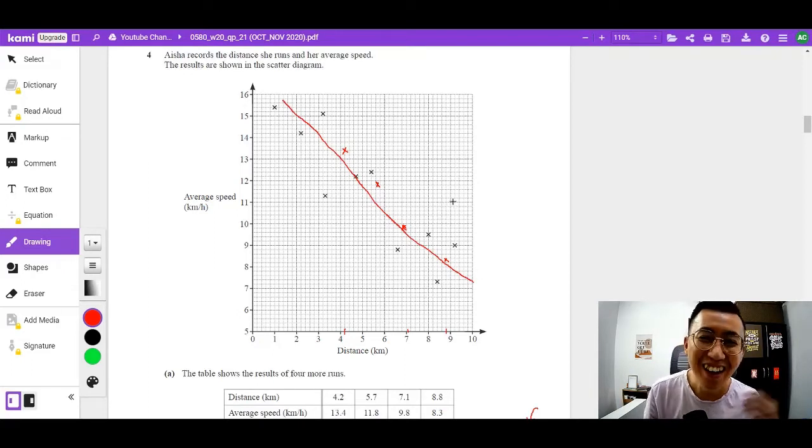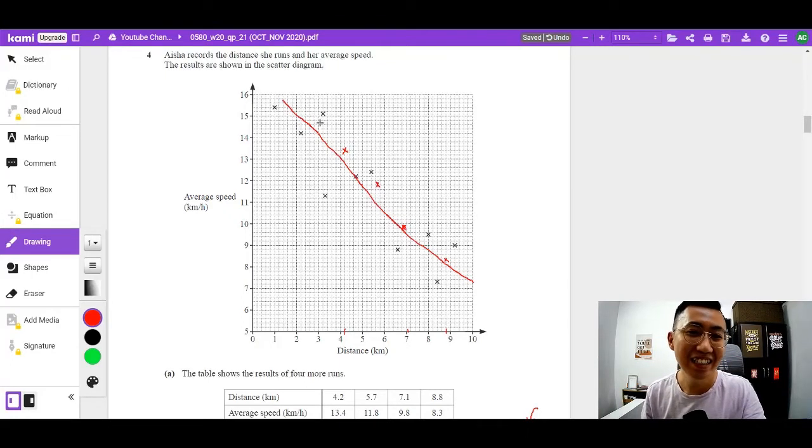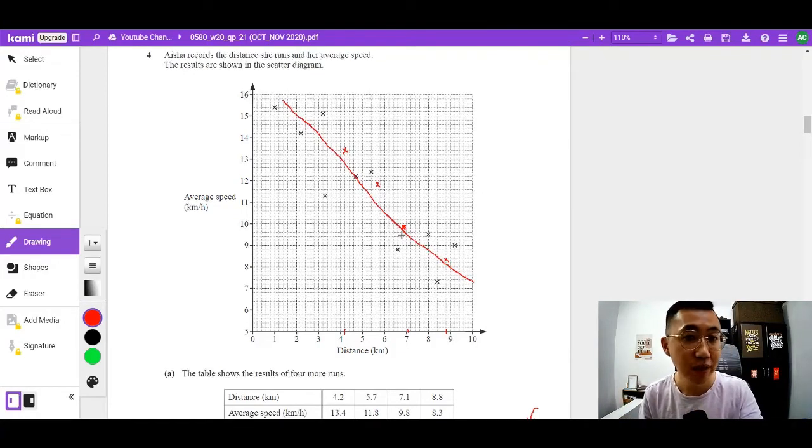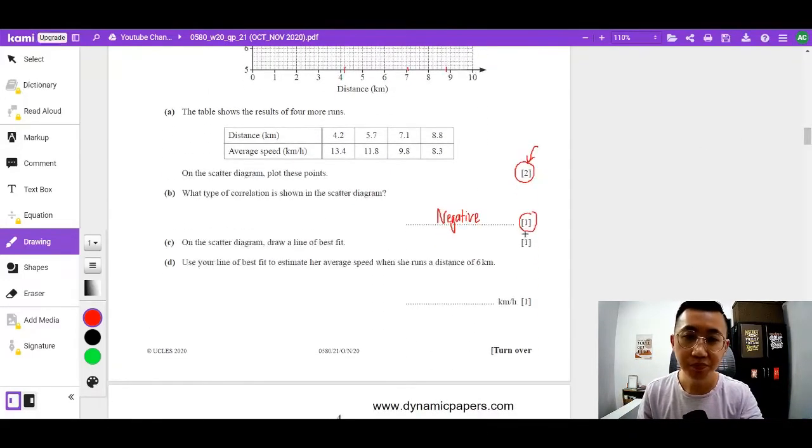Okay, so what you can see there is that some of the points are above your line of best fit and some of the points are below your line of best fit. So you use a ruler and just gonna cut across like that. Okay, so that is your line of best fit, 1 mark.